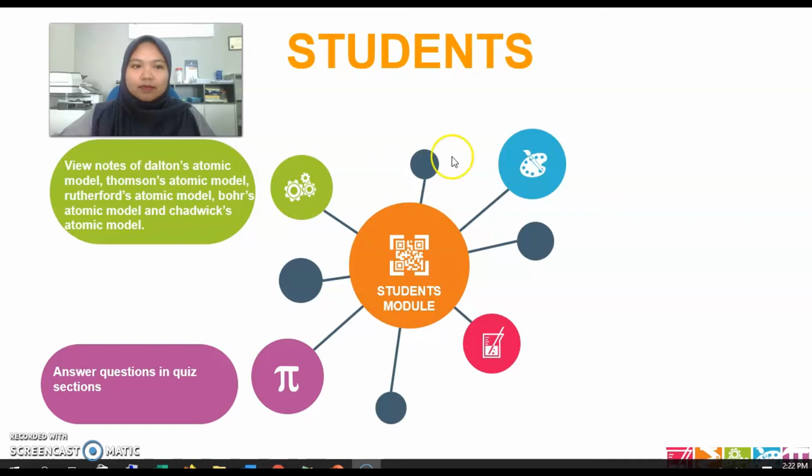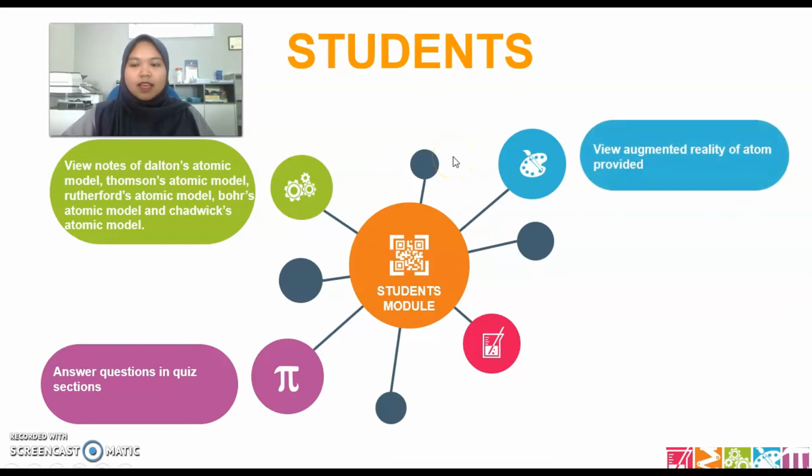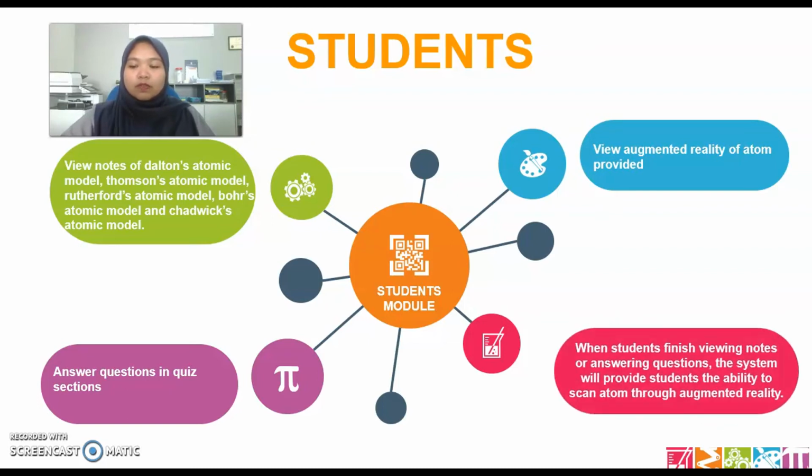Next is viewing augmented reality, also known as AR, of atomic structure provided by the developer. When students finish viewing notes or answering questions, the system will provide students the ability to scan an atom through augmented reality.